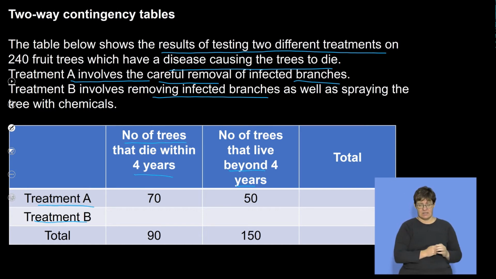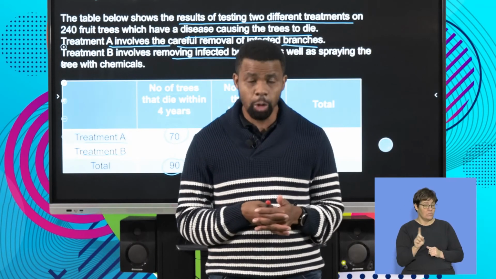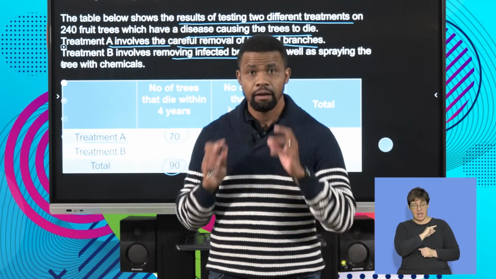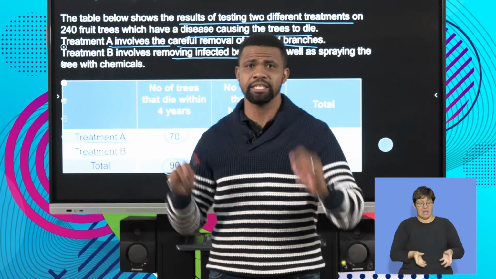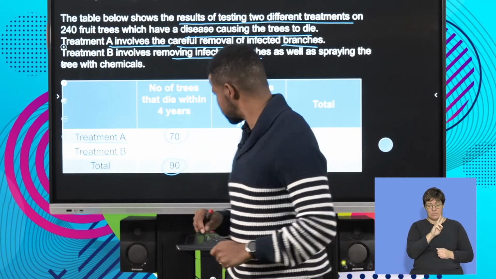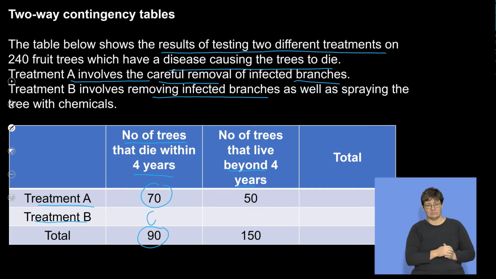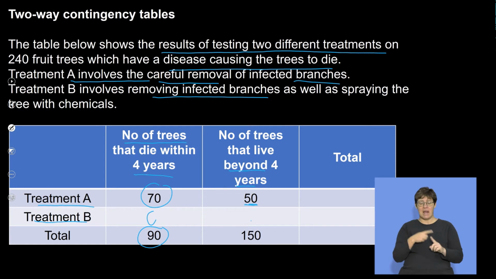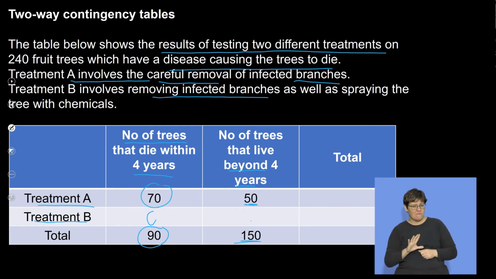But we have the totals here. The total is treatment A plus treatment B, which is 90. So we can find the missing number, which should be 20, because 70 plus something gives us 90. Also here, we have 50 plus something to give us 150. What must we add there? Surely we should be adding 100.